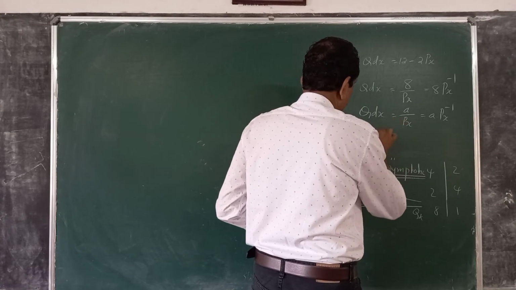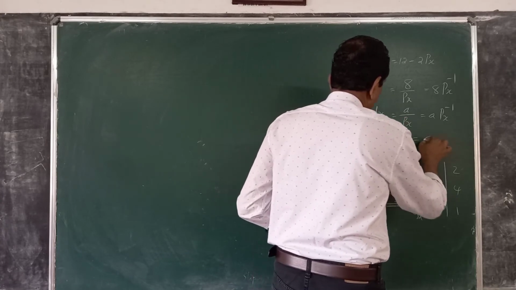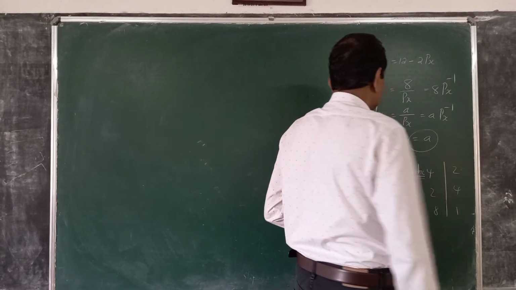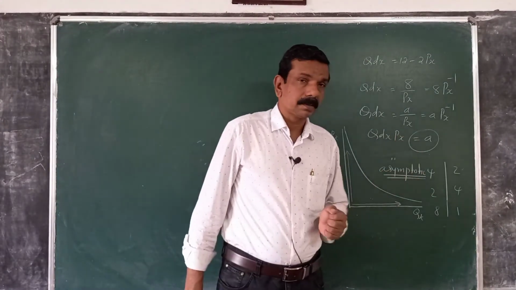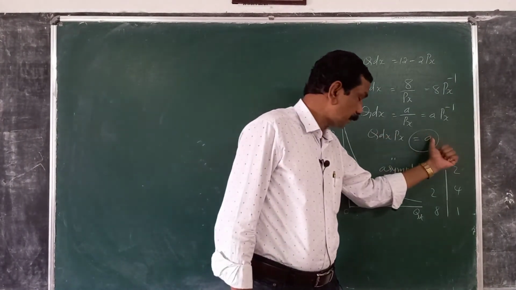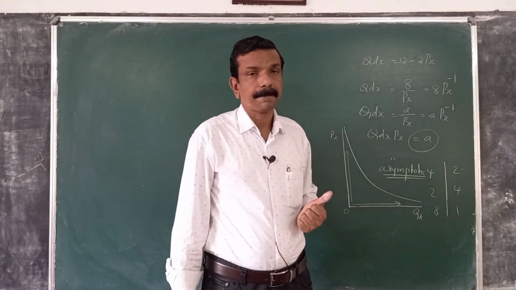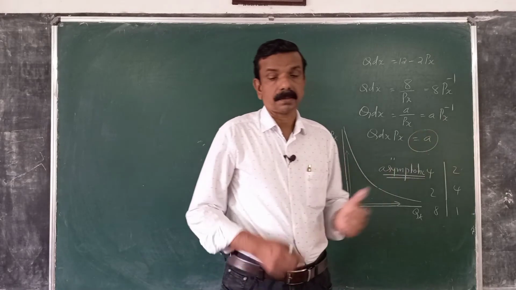Also, if you multiply Qdx into Px, you will get a constant. Qx into Px is the total expenditure on a commodity, and if the demand curve is a rectangular hyperbola, then total expenditure will remain a constant.